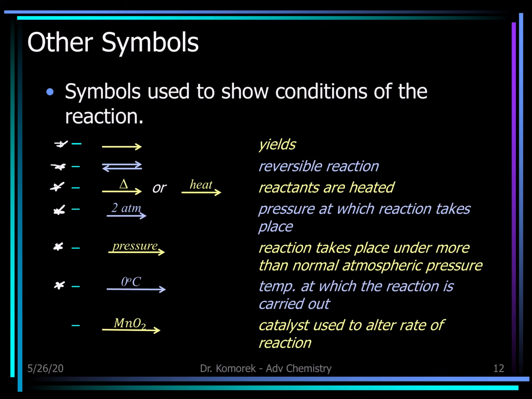The last one occurs with a formula written over the arrow. This shows that we need that compound to act as a catalyst to cause the reaction to take place or to alter the speed at which it takes place.